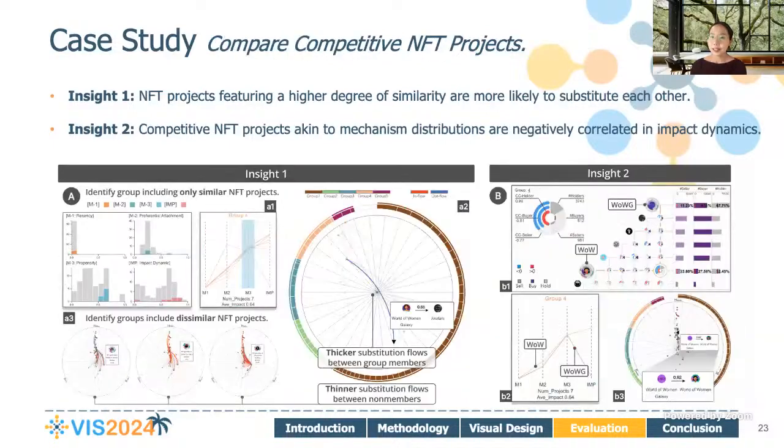In our second case study, we explored how NFT Tracer can refine investment portfolios by identifying and comparing mutually substitutable NFT projects. We discovered that similar projects are more likely to substitute for one another, as shown on the left. Substitution flows between group members with higher propensity values are thicker than those between non-members. Another key insight is that competing projects with similar mechanism distributions often have negatively correlated impacts.